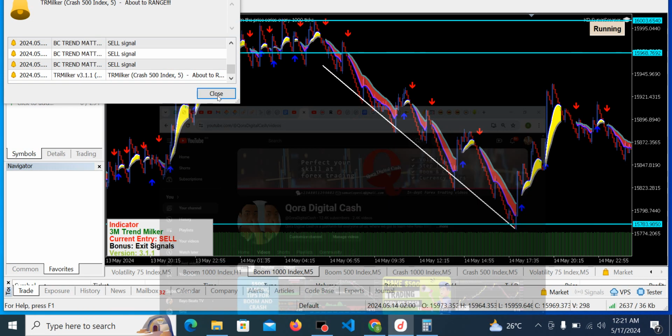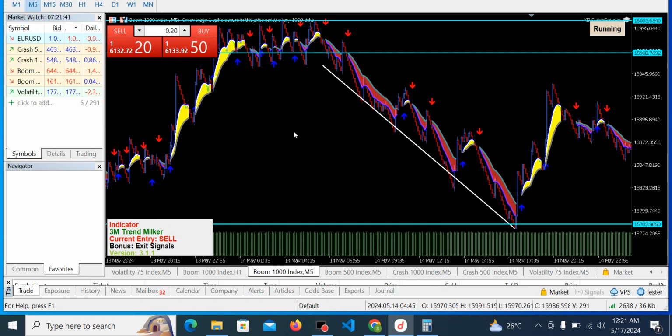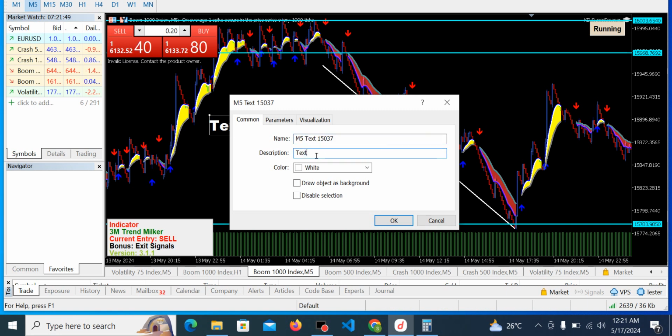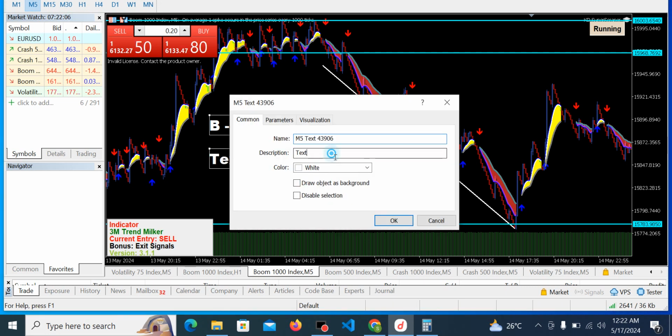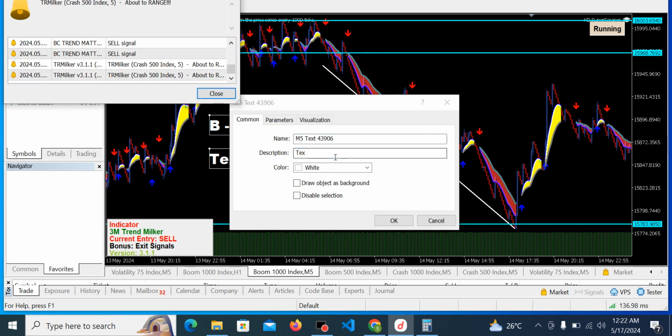For you to trade spikes, you should be able to identify the trend. The best trend to trade spikes for boom is when the market is on or is going to uptrend. And for crash, it is when the market is on downtrend. That is when you can trade spikes in crash. So you need to understand this.